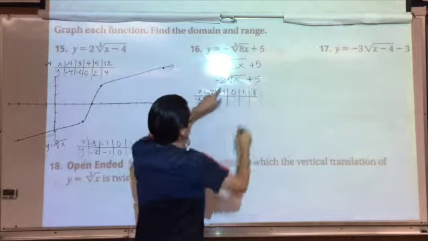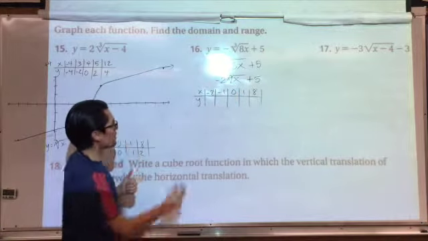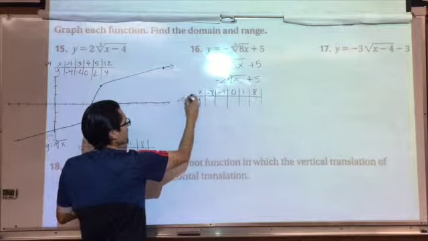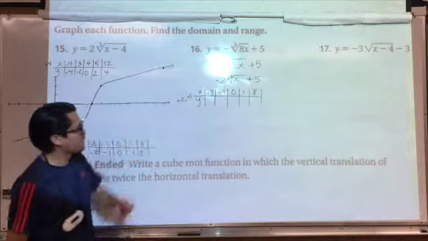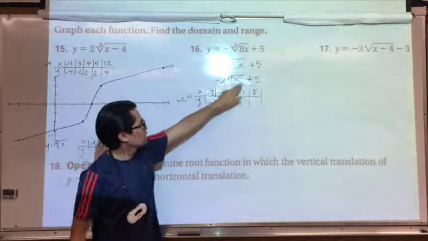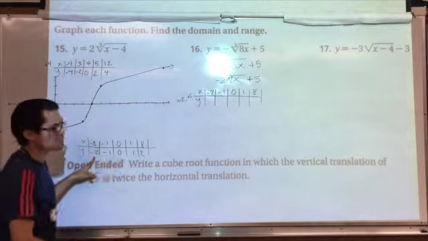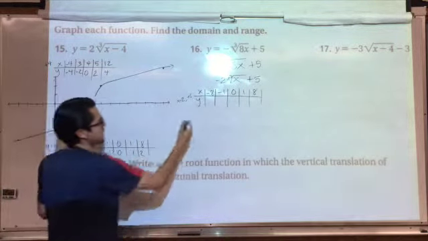But outside of the radical, there's a couple of things happening. So what I'm going to do for outside is I'm going to multiply by -2, and then add 5 for the y values. Multiply by -2, add 5. So multiply by -2. -2 times -2 is 4. 4 plus 5 is 9.